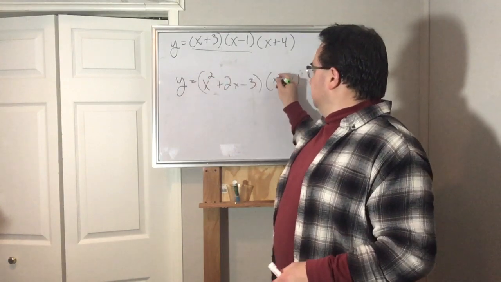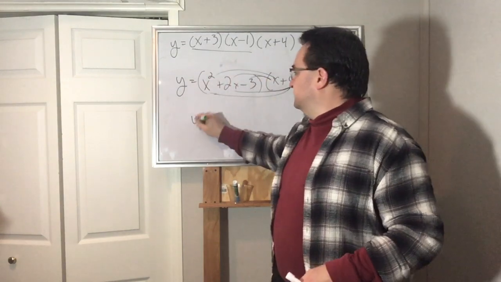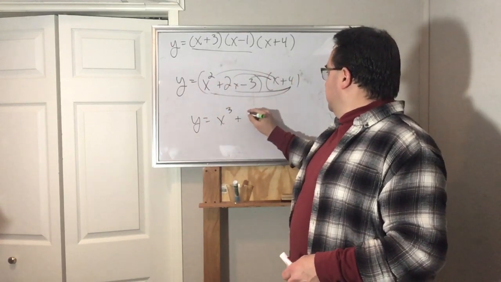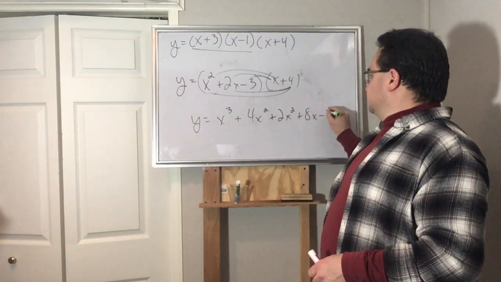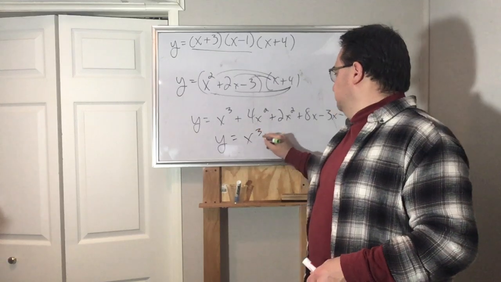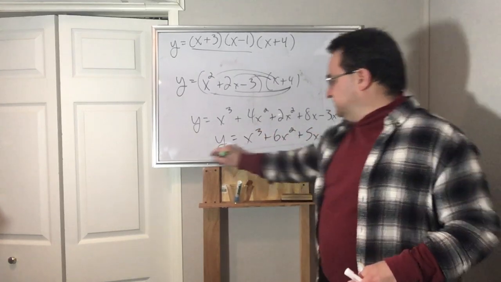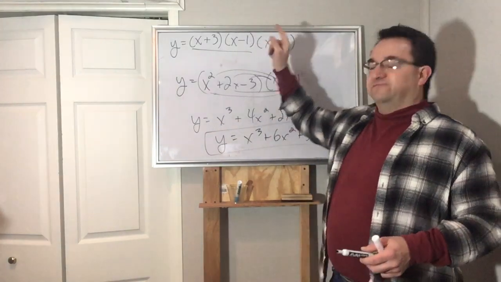So then I got to multiply everything in here by everything in there. So this is going to be x to the third plus 4x squared plus 2x squared, 8x minus 3x minus 12. So this is x cubed plus 6x squared plus 5x minus 12. See? That's the same kind of thing we were just looking at. It's just this is all factored.